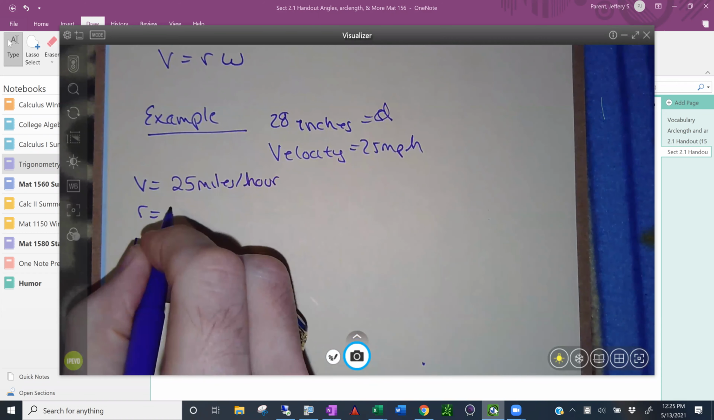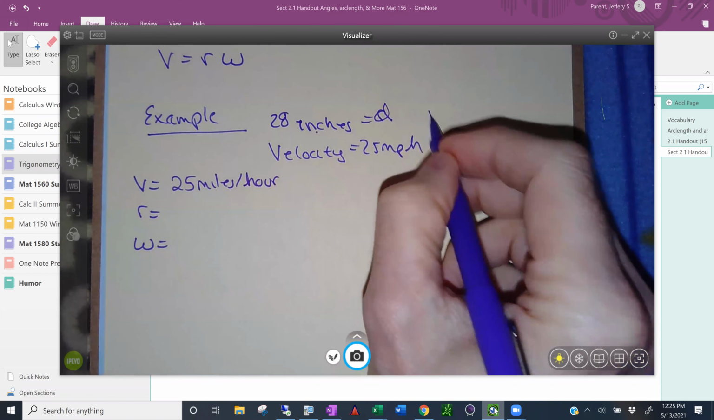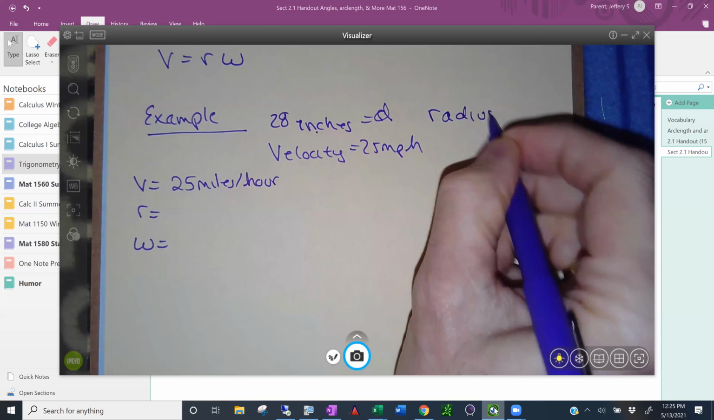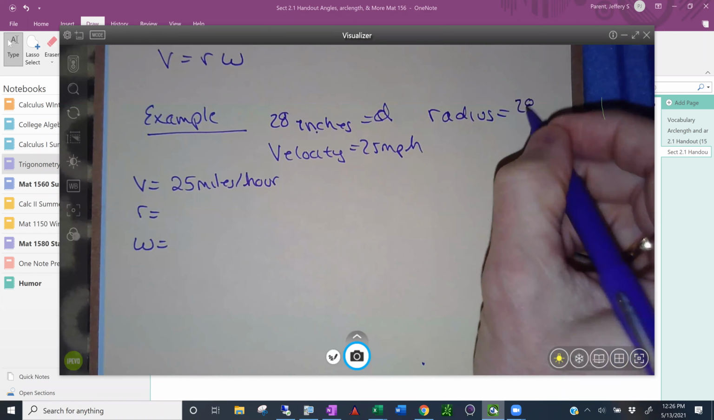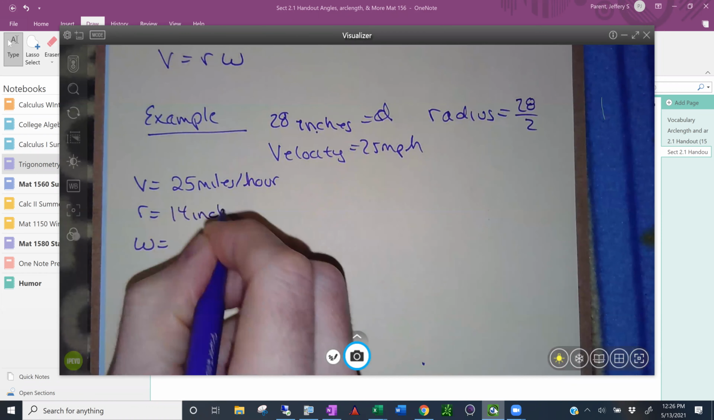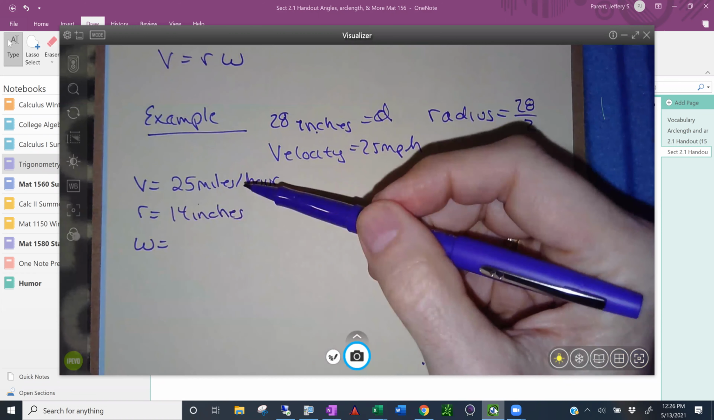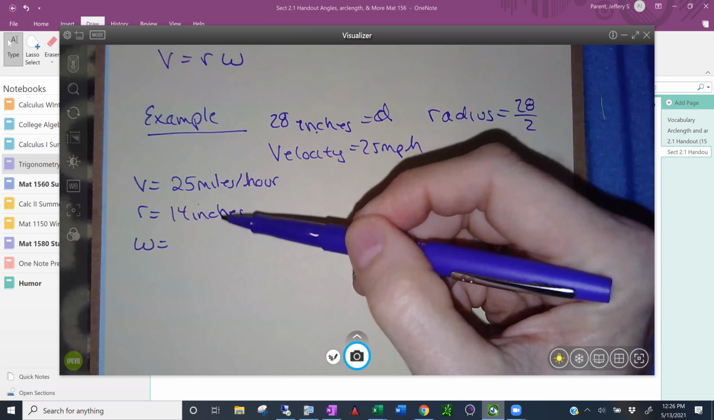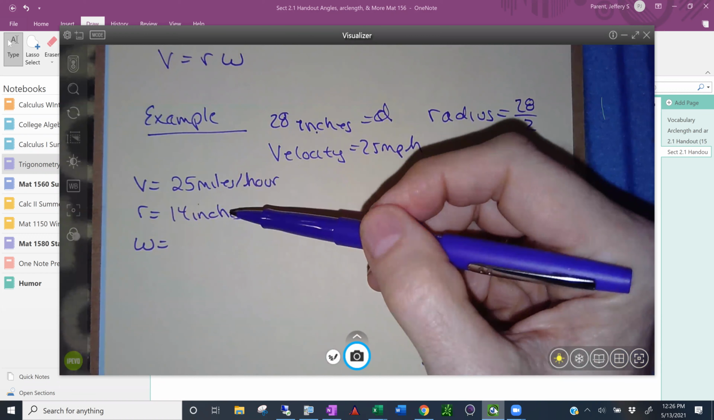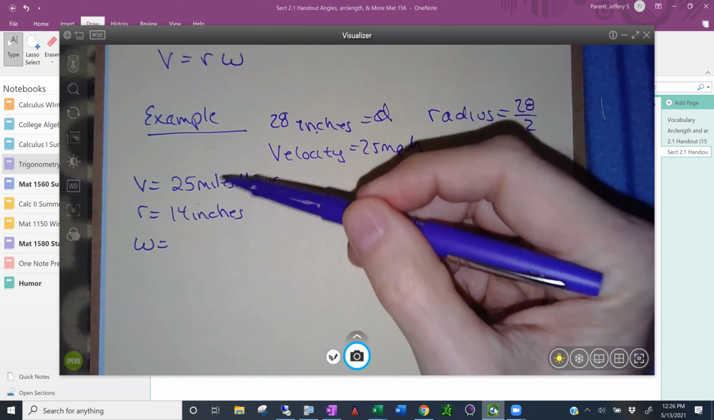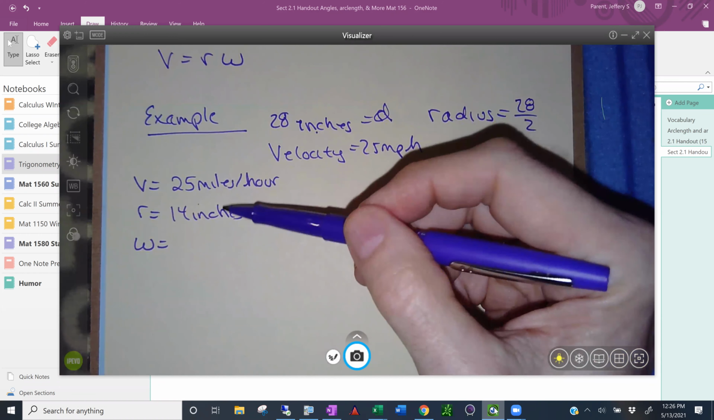Here we've got a radius, well, I don't know. The diameter is 28 inches. What's the radius? 14. Good. Radius is 14 inches. But we're going to run into a problem if we try and finish solving this with such mixed up units. You're going to have miles here and inches here. They both need to be the same.